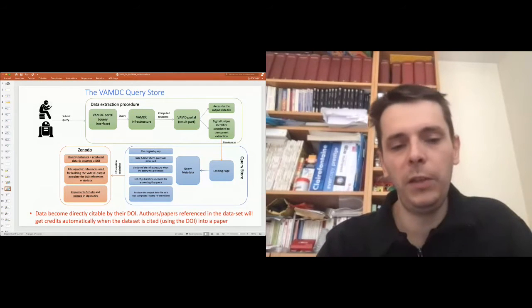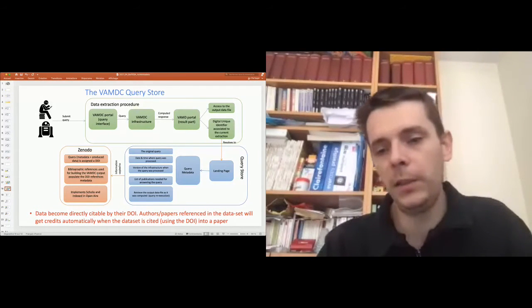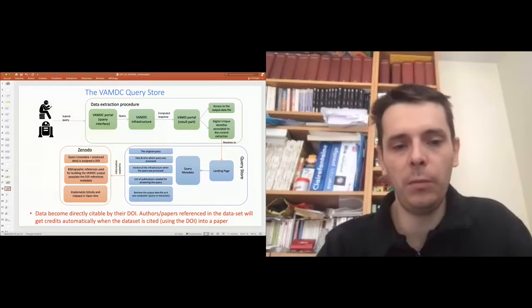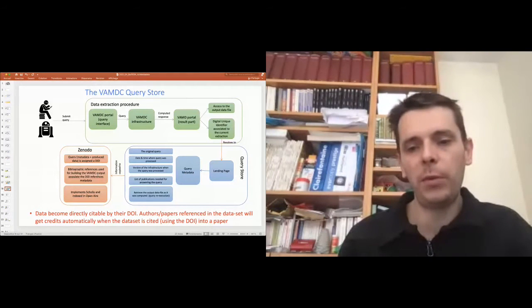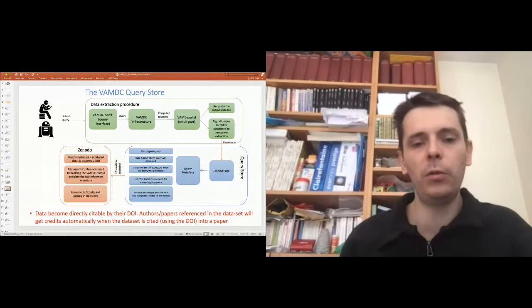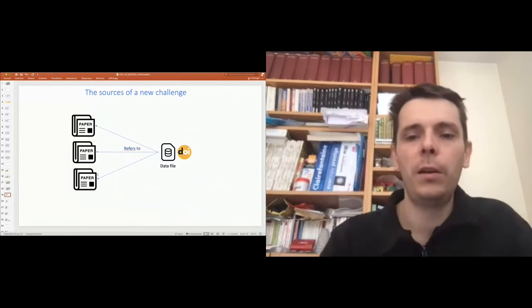But this feature, which is really important for us, is the source of the problem we are addressing now, because I repeat, the data became directly citable by the DOI, so the authors of the paper's references in the dataset will get automatic credit. But we are now in this situation.